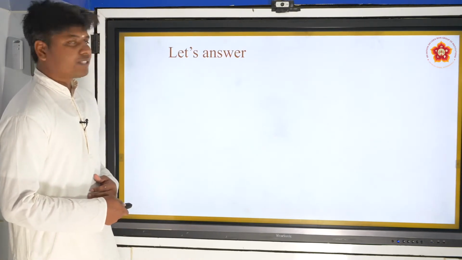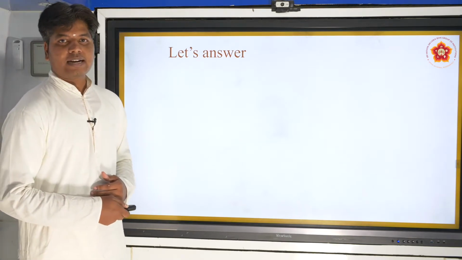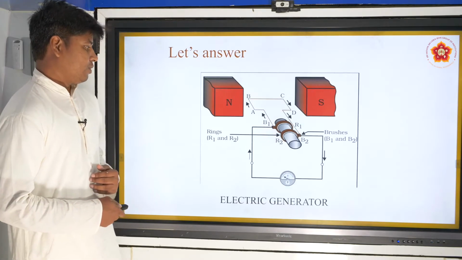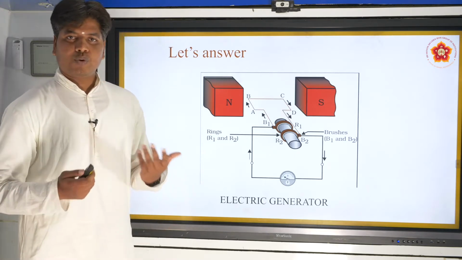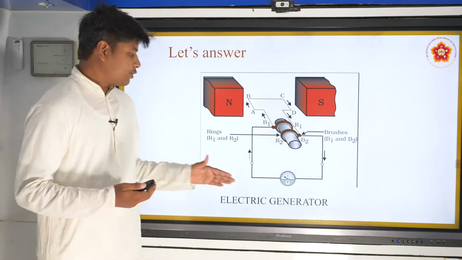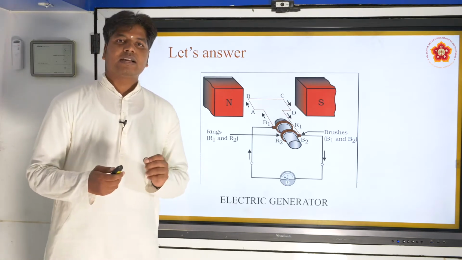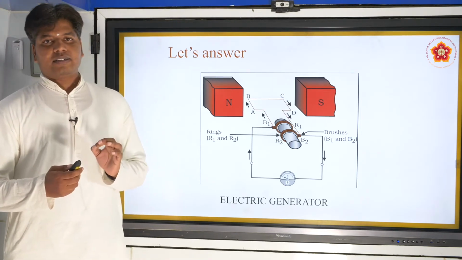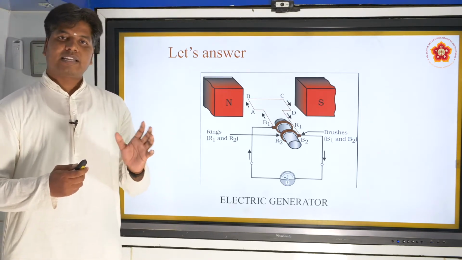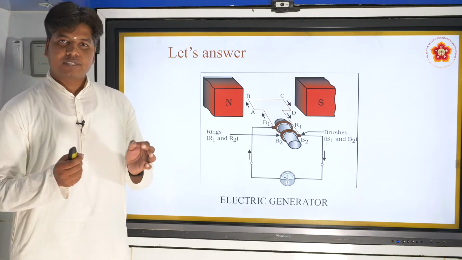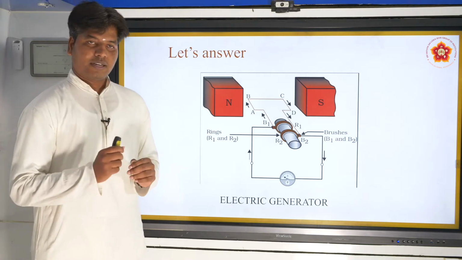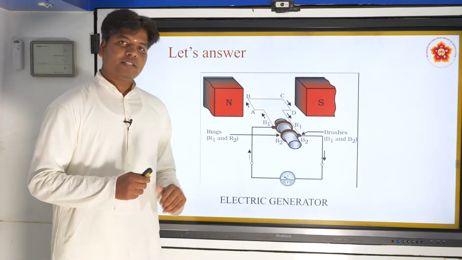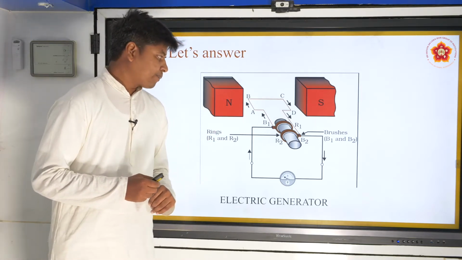So the first question I have given is regarding the electric generator. What is an electric generator? On what principle does it work? When a conductor is moving in a variable magnetic field, it produces a potential difference across its ends and current flows, right? That is the underlying principle in this electric generator.